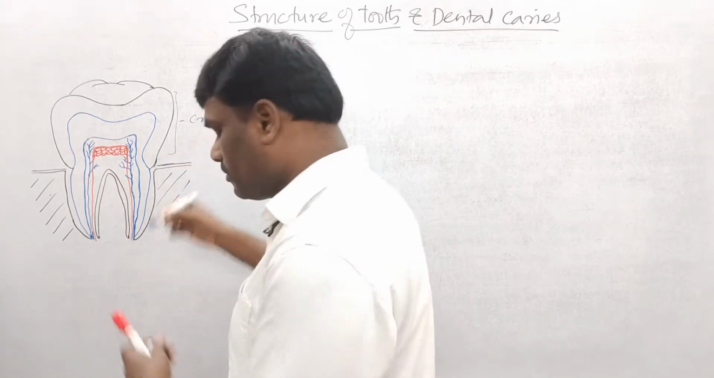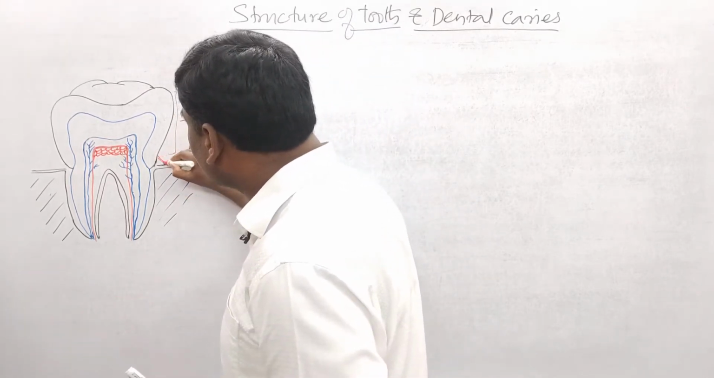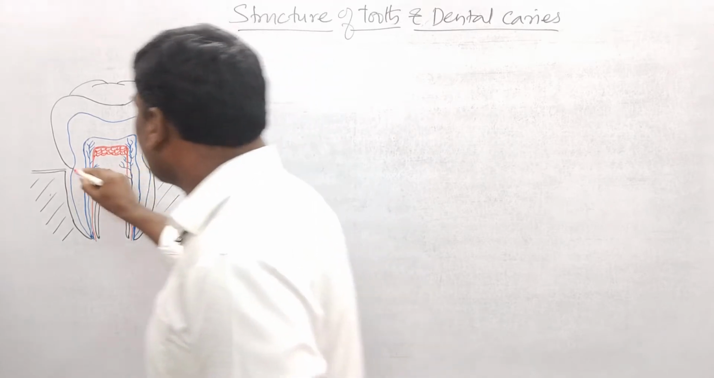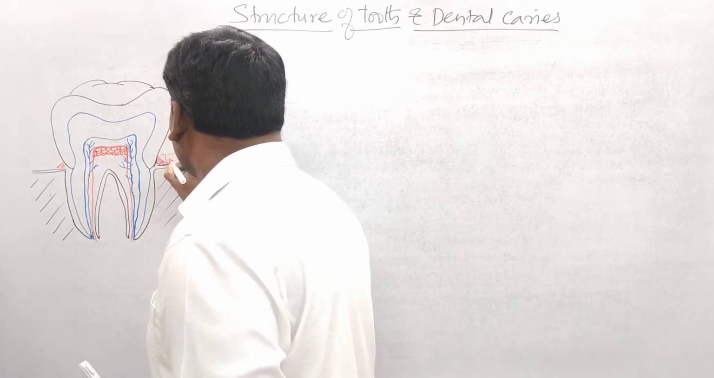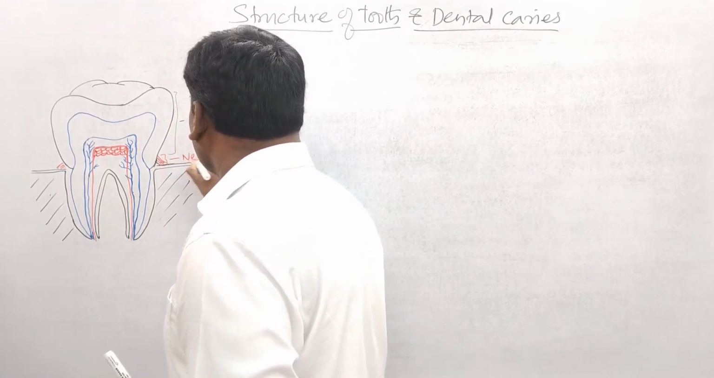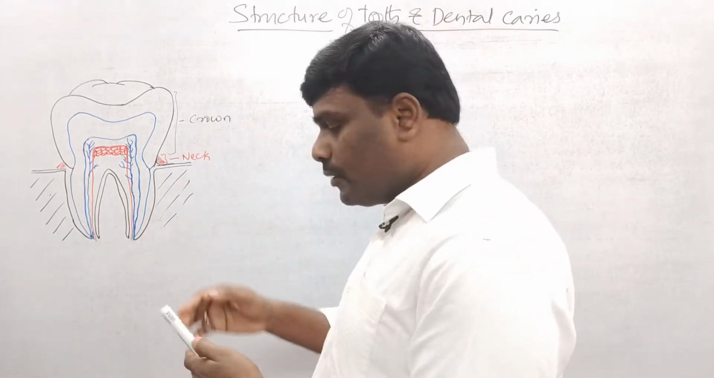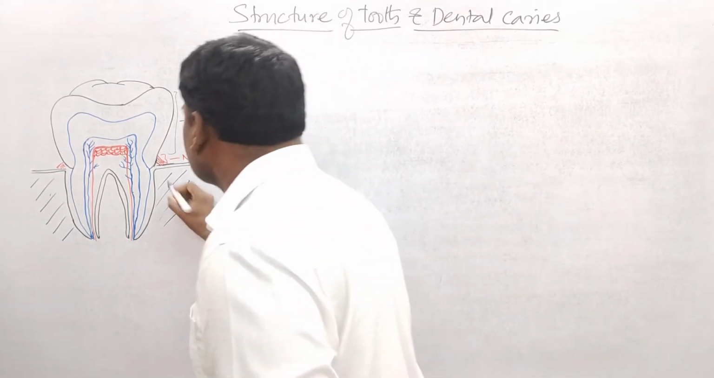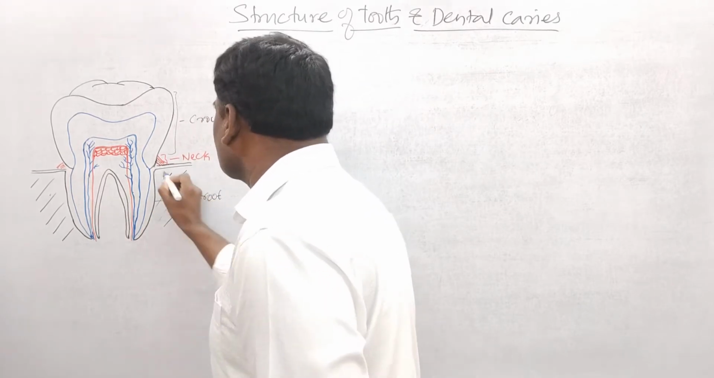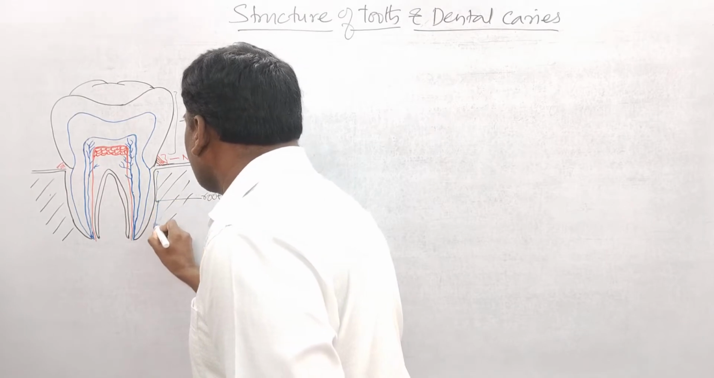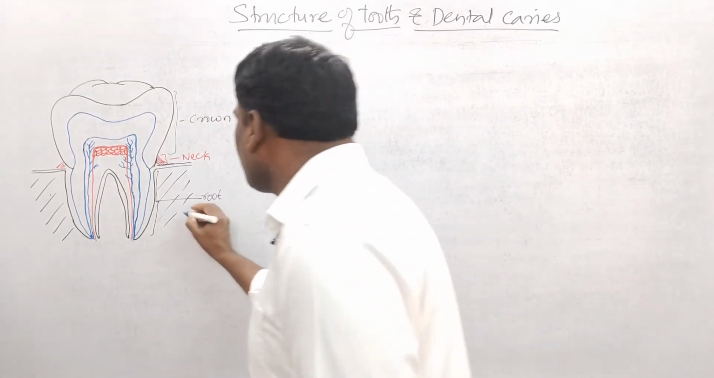And the next part, which is hidden by the gum. Okay, so let us say that this is the gum, children. This part we call it the neck. And the third part which is embedded in the bone, we call it the root. So this entire part we call the root, children. Okay, and this one is the jawbone.